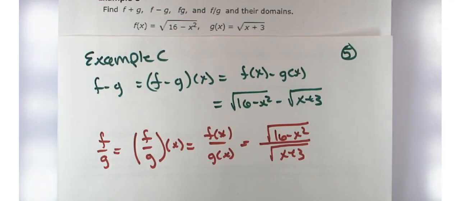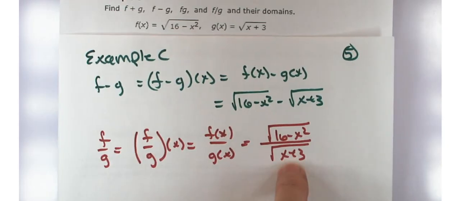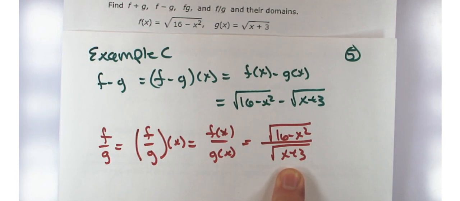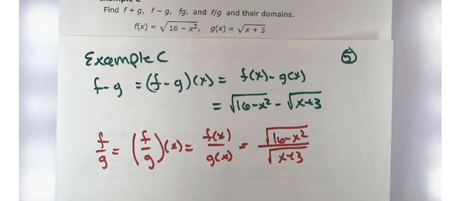The denominator could be 0. Yeah, the denominator could be 0. Where is the denominator 0 in this function? Ella? Minus 3? Yeah, minus 3.